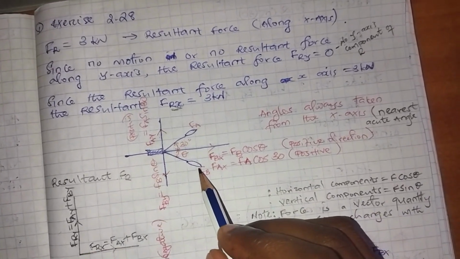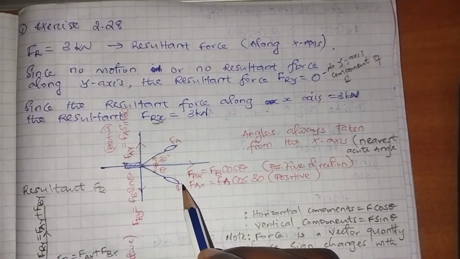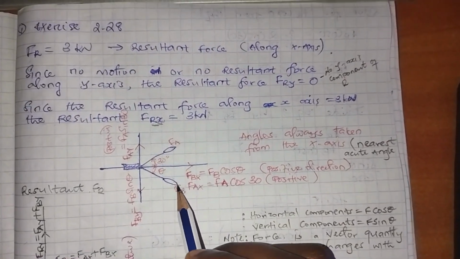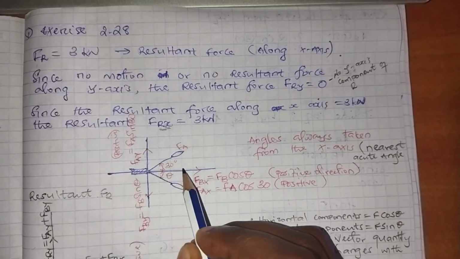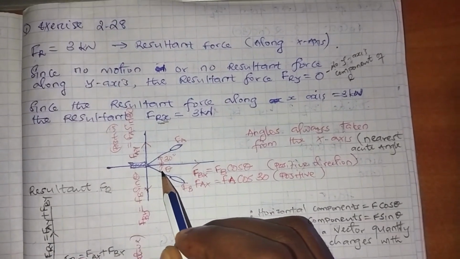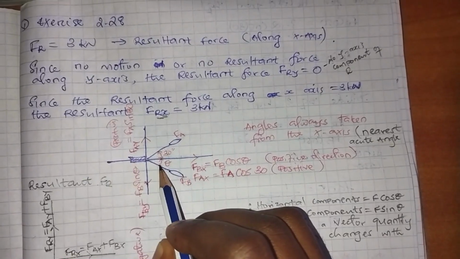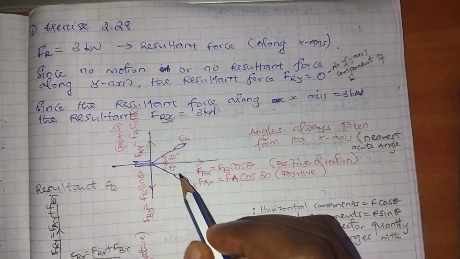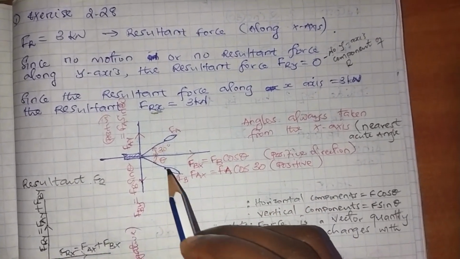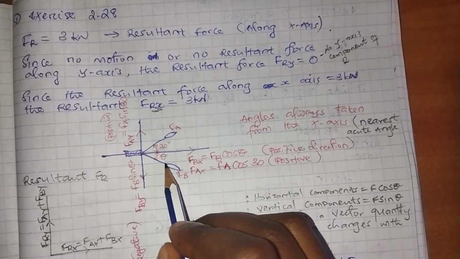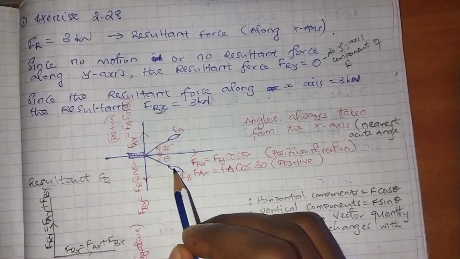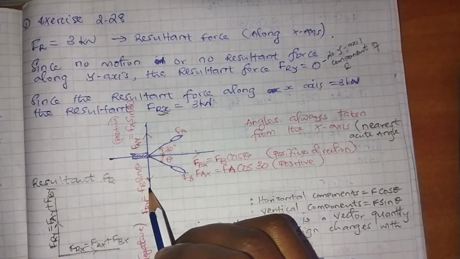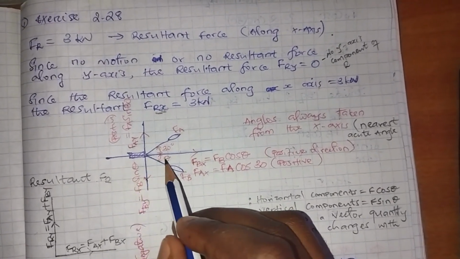The same case applies for the force FB. If you want to determine the x component of FB, you'll use this angle. Remember, it's measured from the x-axis in the direction of that particular force that we are looking for. So you get the x component using the cos of this angle, and you get the y component using the sine of this angle.